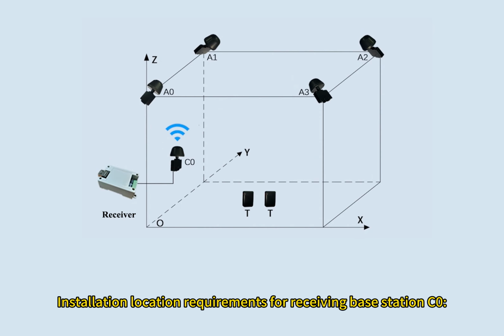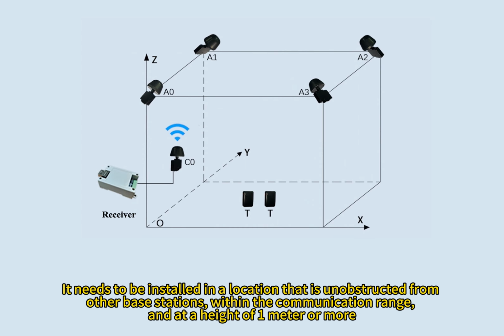Installation location requirements for receiving base station C0. It needs to be installed in a location that is unobstructed from other base stations within the communication range, and at a height of 1 meter or more.